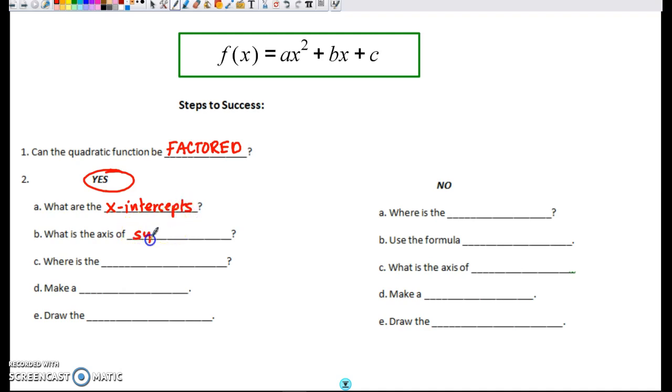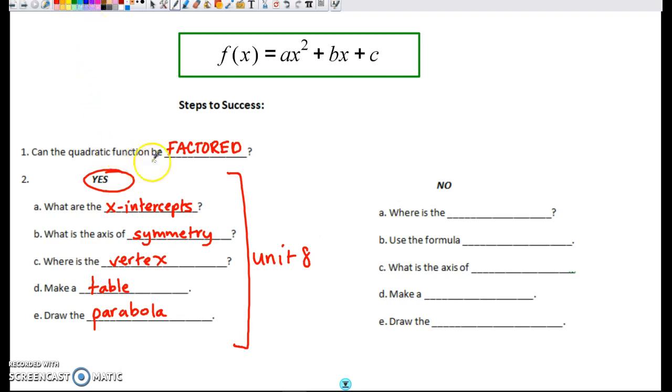We want to know what the axis of symmetry is by averaging those two x-intercepts, or just finding the middle between them. Then you want to find where the vertex is. Then you make a table and plug in the 3 points you already know, and then draw the parabola. Those are the steps all from Unit 8. So basically this entire side of the page will be Unit 8.